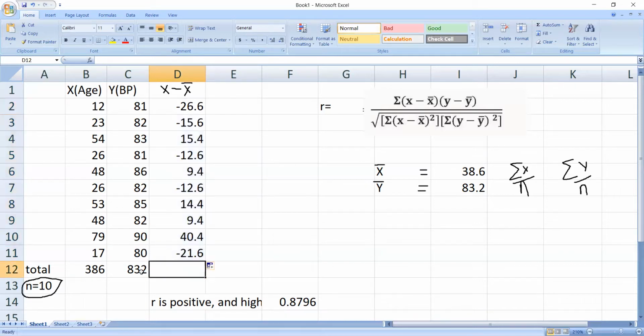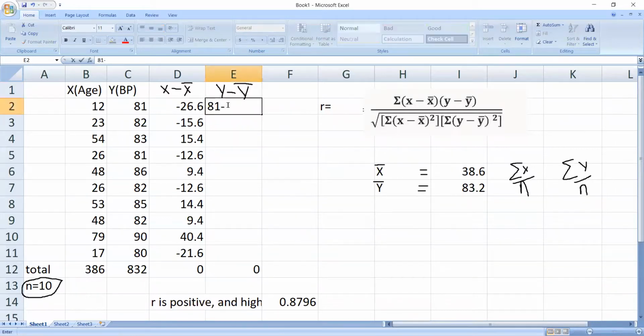To check whether you are correct, use the property of mean. What does the property of mean tell? If your x bar is actually the arithmetic mean, and you obtain x minus x bar and its total, the total should come to zero. So our mean 38.6 is correct. Now obtain y minus y bar. If your mean is correctly computed, the total of y minus y bar will also come to zero. The first value of y is 81, so I have to do 81 minus 83.2, which gives me minus 2.2.